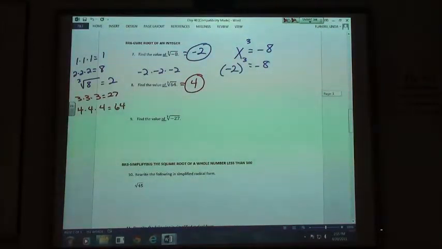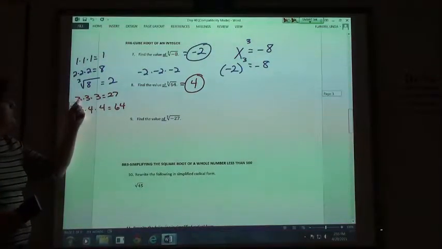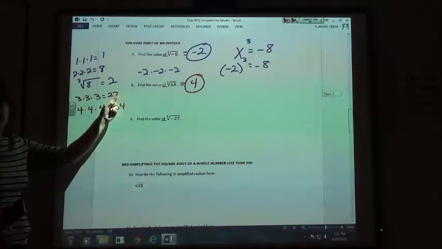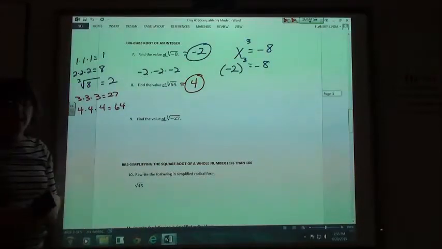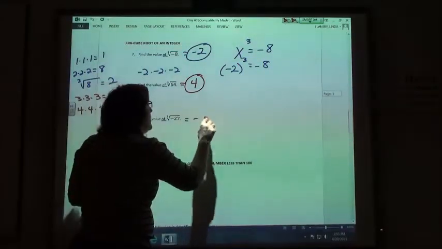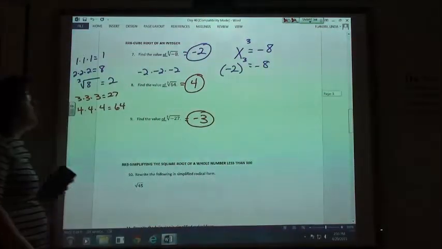Number 9, find the cubed root of negative 27. Well, we already looked up here and said 3 times 3 times 3 is 27. So the cubed root of negative 27 is going to be negative 3.